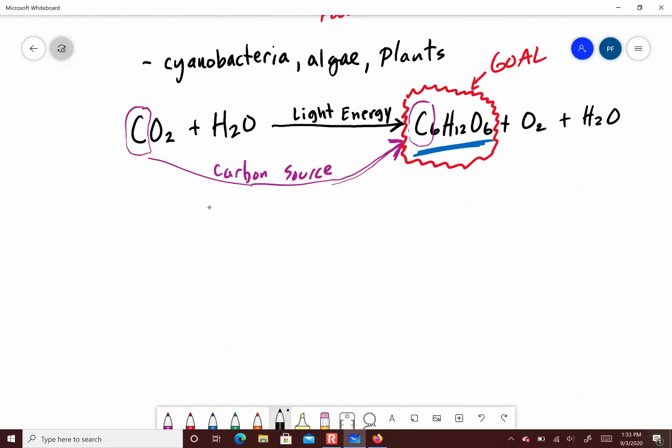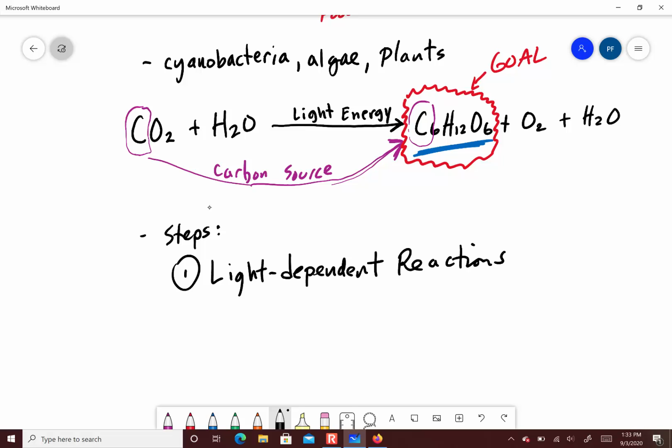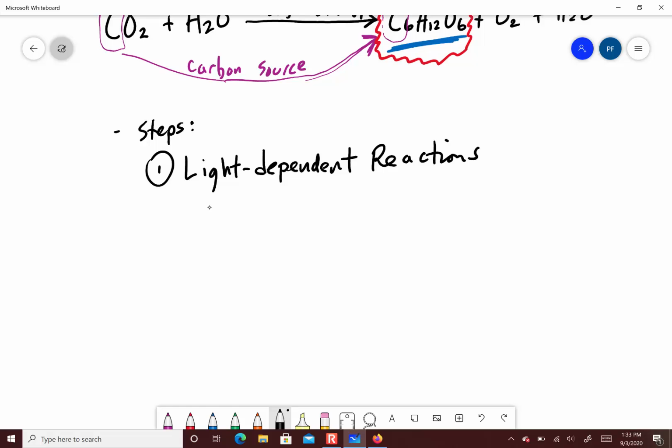All right, so then our steps, there are just 2 here for photosynthesis. We get what's called the light-dependent reactions. So leave a little space. I'm going to come back and add a few things in between here. So leave some space. Light-dependent reactions, and then the second part is called the Calvin cycle. Okay, so two steps, two sets of reactions for photosynthesis: light-dependent reactions and the Calvin cycle.